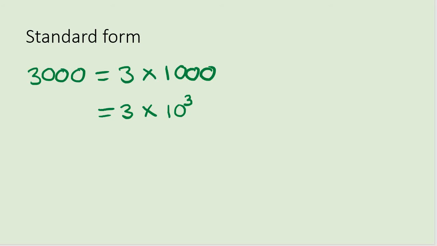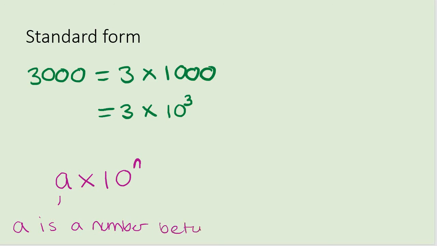And if a number is in standard form, it always looks like this. So I'm going to just write A for now, and that means a number. And then we times it by 10 to the power of n, so some number n. And there's special things about this. The first one I'm going to say is A is a number between 1 and 10. So it's never smaller than 1, and it's never bigger than 10. And this number n here is going to be a whole number. So it might be positive, it might be negative, but it's always a whole number.